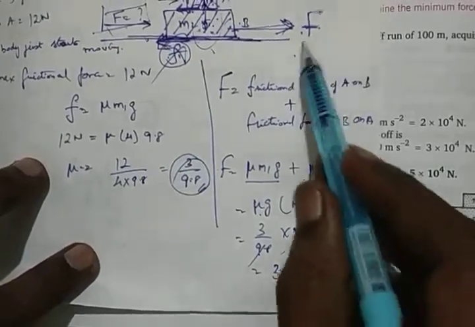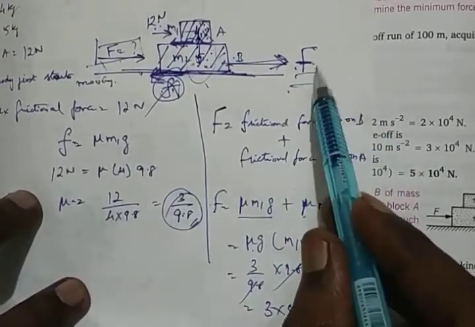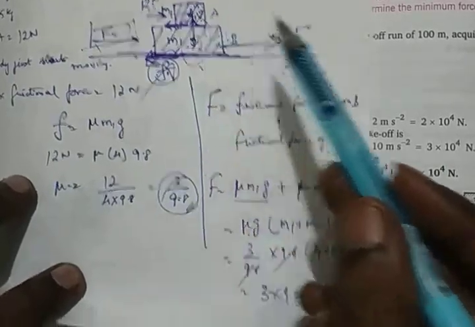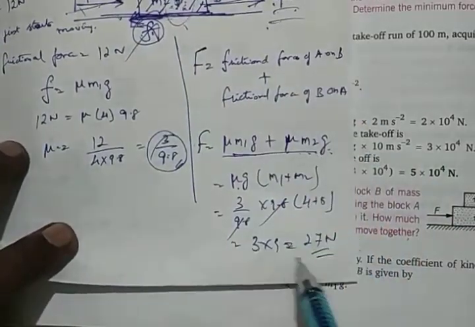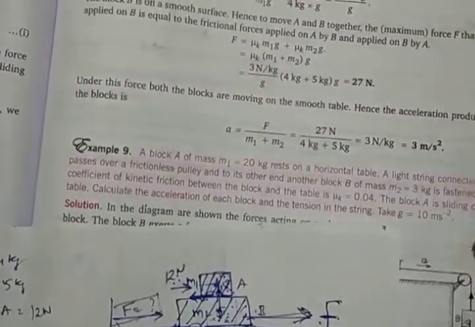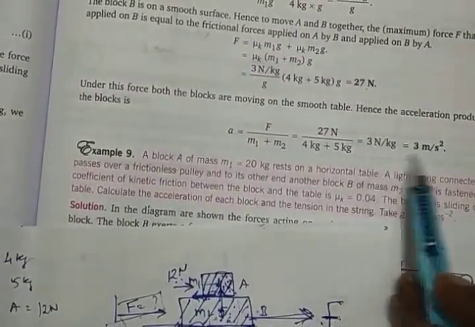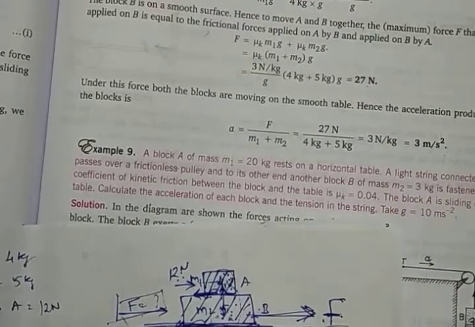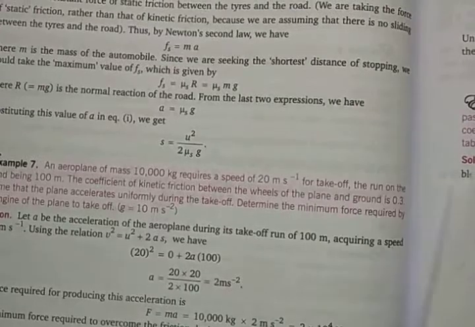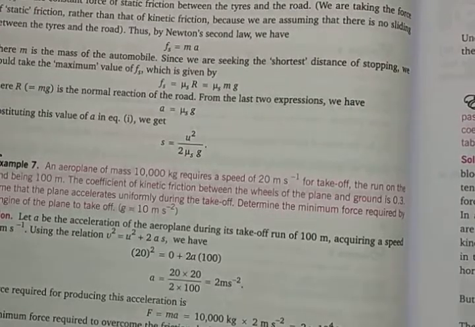The maximum force you can apply is only that much, because A is giving a frictional force and B is already giving a frictional force to this one. So both the friction forces being added, you will get 27 newtons. Right? And how much is the acceleration? You can find out the acceleration also. Now look at this one. We got 27 newtons as the answer here, and then there is the acceleration. Okay. So we'll do one more question, and with that we will close for today.